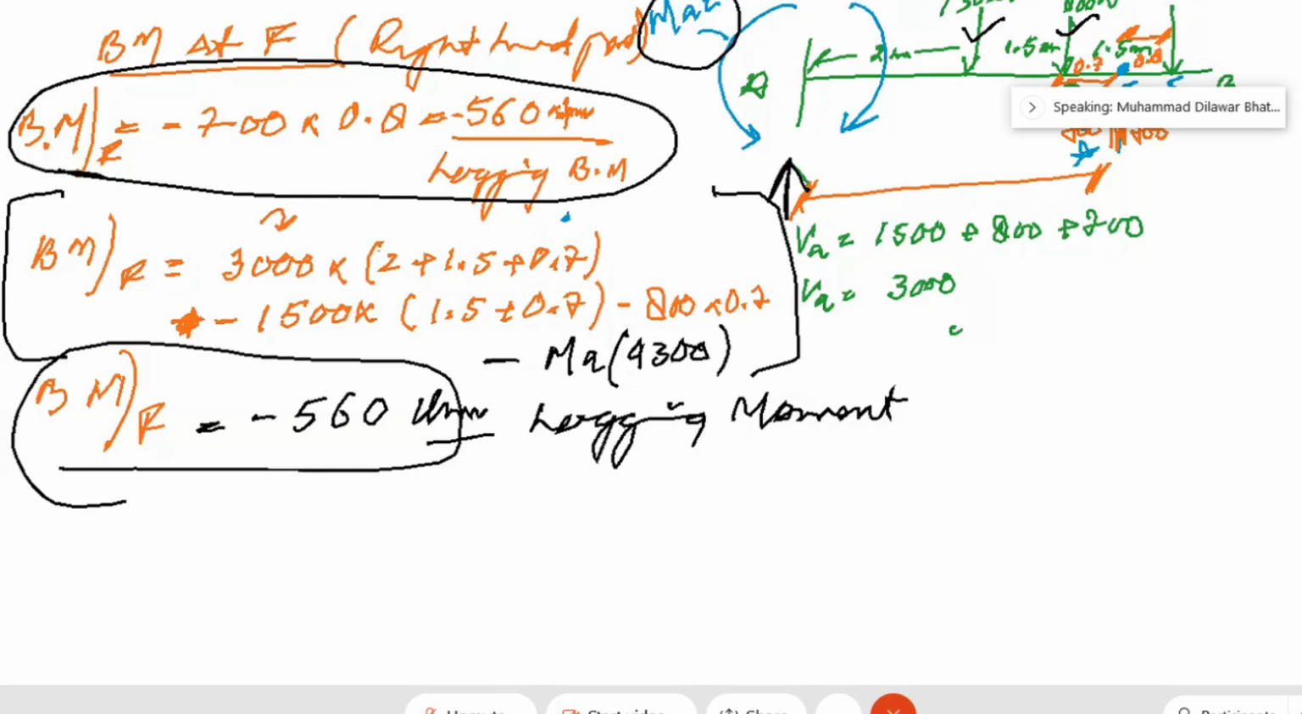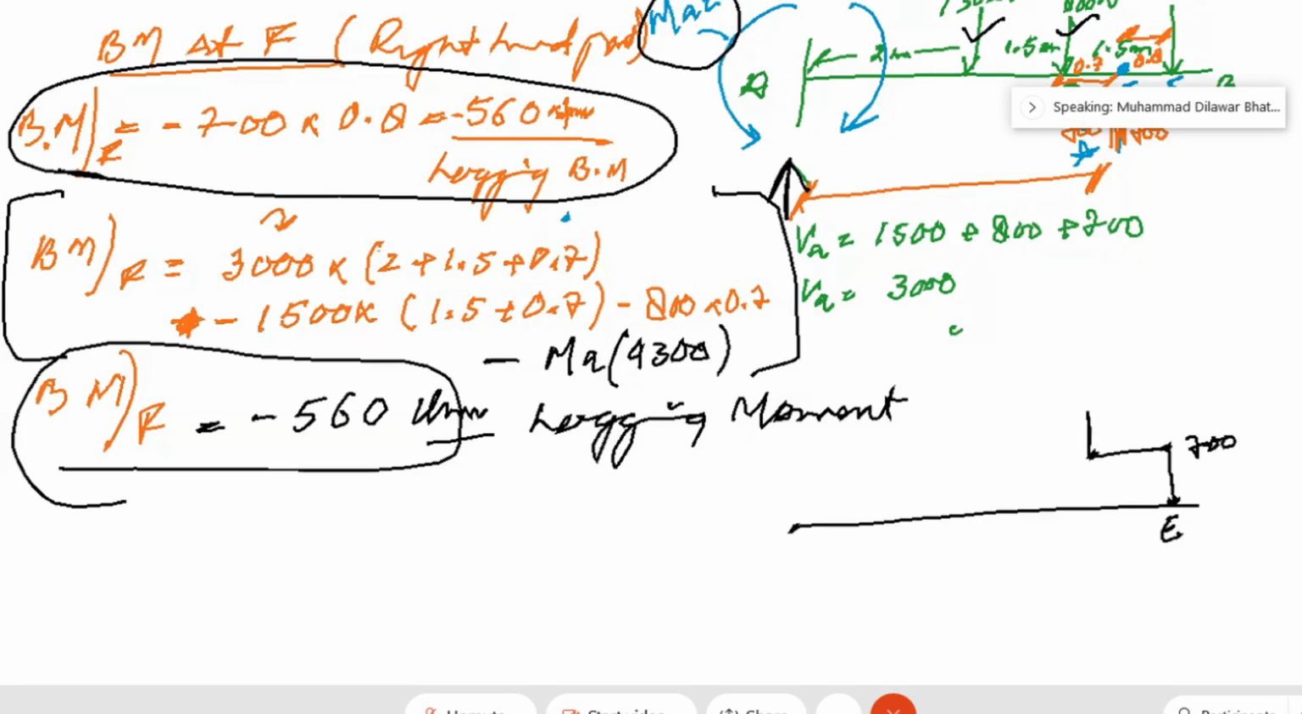now if you have different types of loading here, for example, if we have to draw the shear force again, it will be simply in the positive direction. Let's say at point E, if we have to draw the shear force diagram at point E, this is point E, there will be how much? 700. Then at point D, 700 plus 100, how much is that?